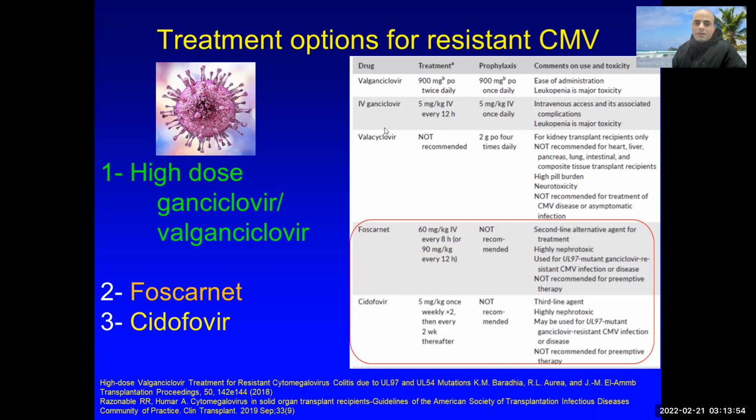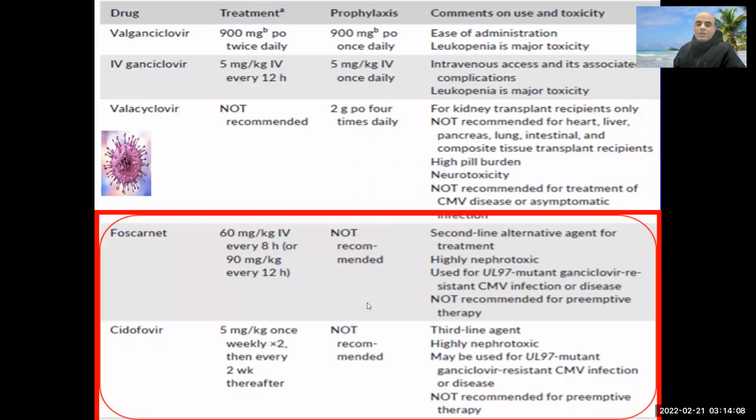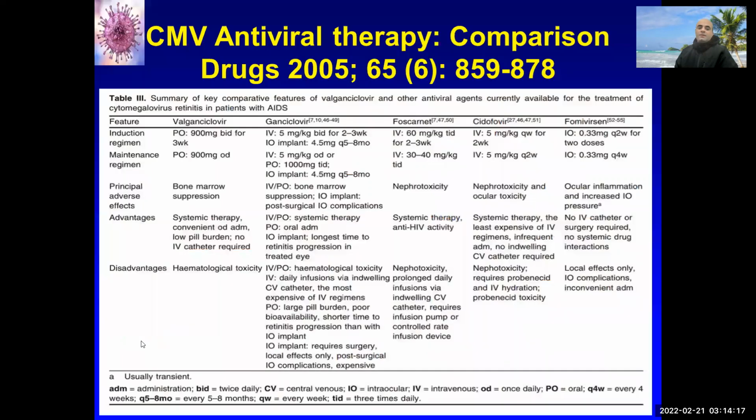For treatment options, we start with valganciclovir or IV ganciclovir; valacyclovir is not recommended anymore. The most important medications are valganciclovir and IV ganciclovir, then foscarnet and cidofovir. We also have new medications, which we'll discuss in detail later. In patients with resistance, we'll start with foscarnet and cidofovir. This is a comparison between valganciclovir, ganciclovir, foscarnet, cidofovir and maribavir, with induction, maintenance, and the principal adverse effects and disadvantages of each one.